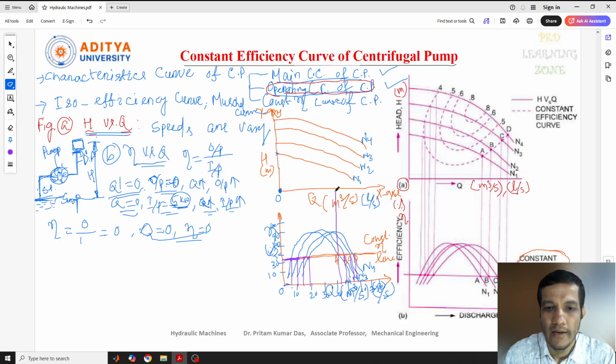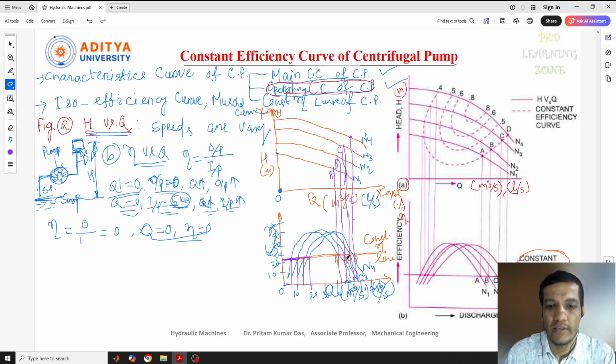Okay, so we'll do one thing. Let's plot this line. The first N1 line I'll touch at the first point, A. I'll mark it here as A. Similarly, the B point I'll draw to the next N2 point. Similarly, the C, the third one, I'll join up to the third speed. The line is not coming straight, so we need to be careful. And here this is the fourth one, that is the N4 speed, so I'll join up to N4.